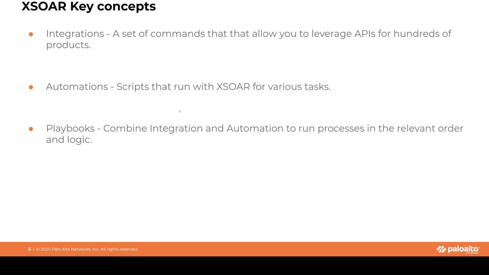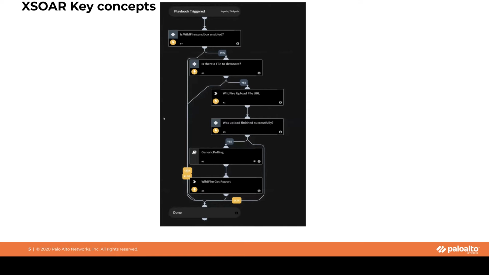So here is an image of a playbook. You can see that we have some tasks, conditional tasks. We align all of it in a manner that the outputs of one command can be used as the inputs for another command.